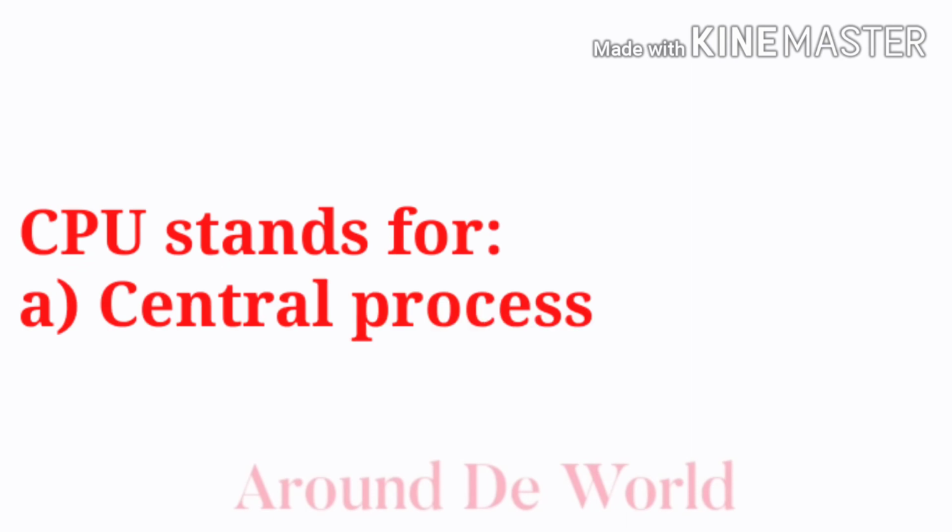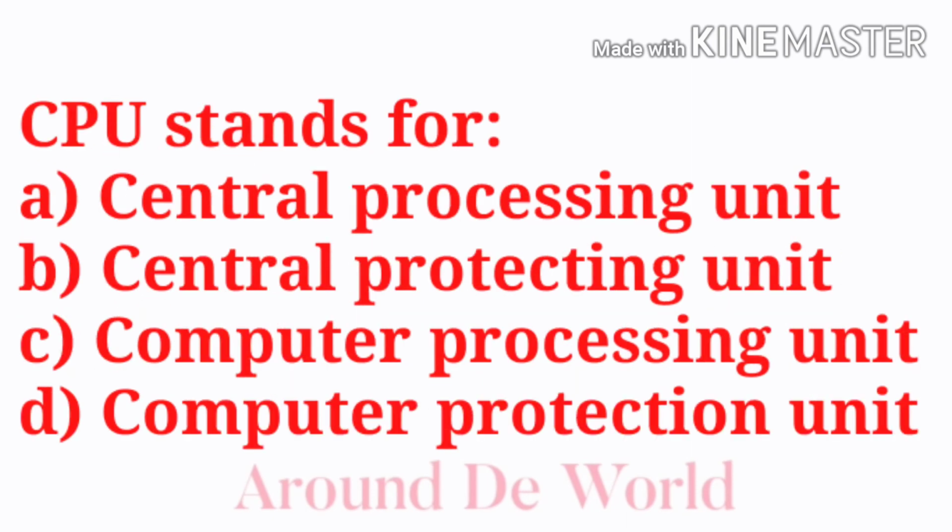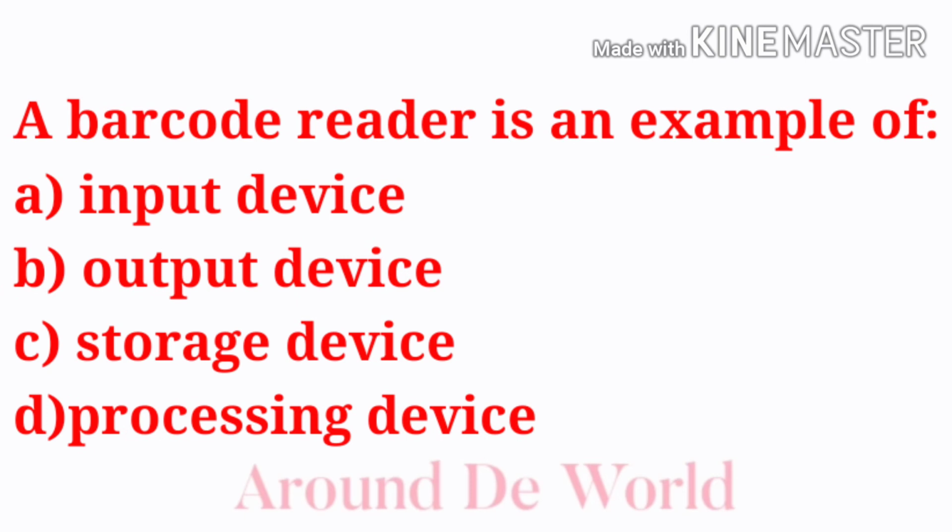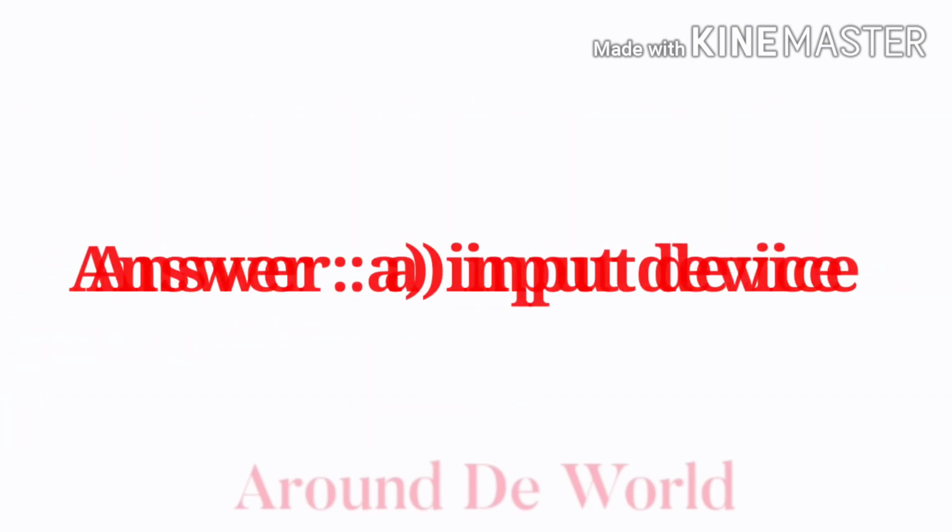Ted Hoff. CPU stands for A. Central Processing Unit, B. Central Protecting Unit, C. Computer Processing Unit, D. Computer Protection Unit. And the correct answer is option A. Central Processing Unit. A barcode reader is an example of A. Input device, B. Output device, C. Storage device, and D. Processing device. And the correct answer is option A.